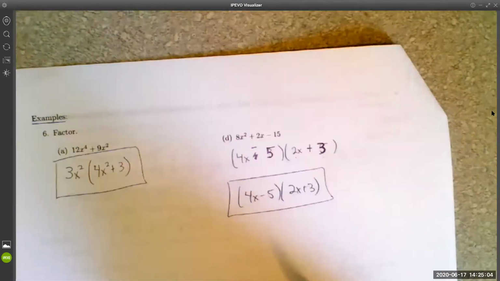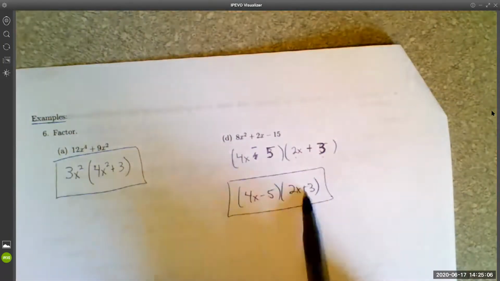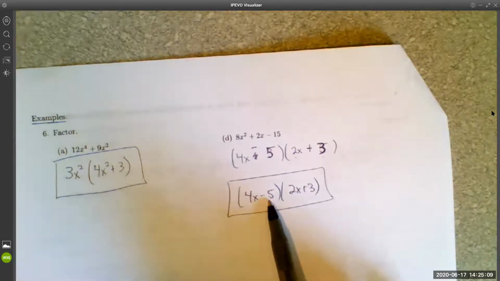Okay, you can verify, right? You get 8x squared plus 12x minus 10x is plus 2x, and then minus 15, sure enough.